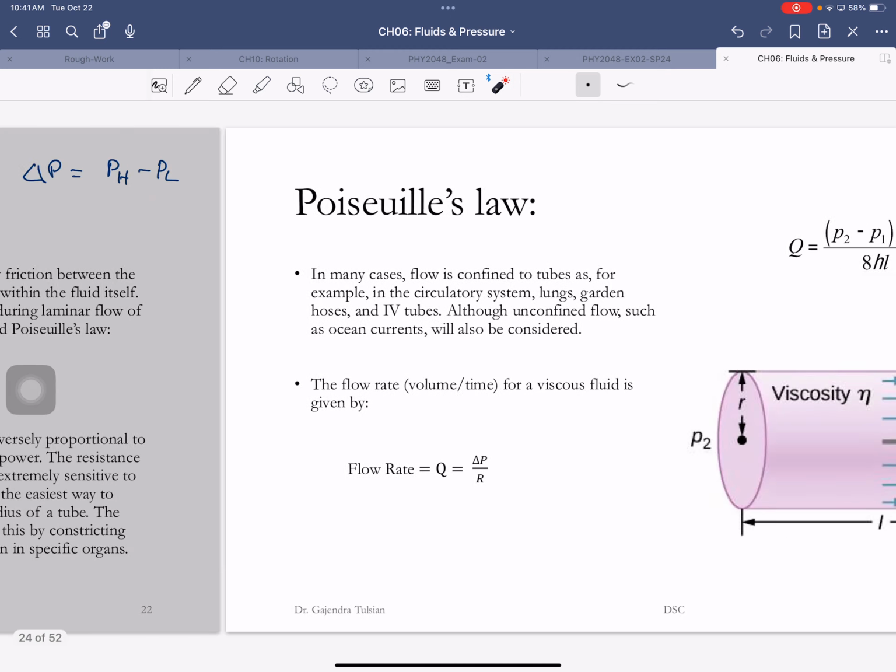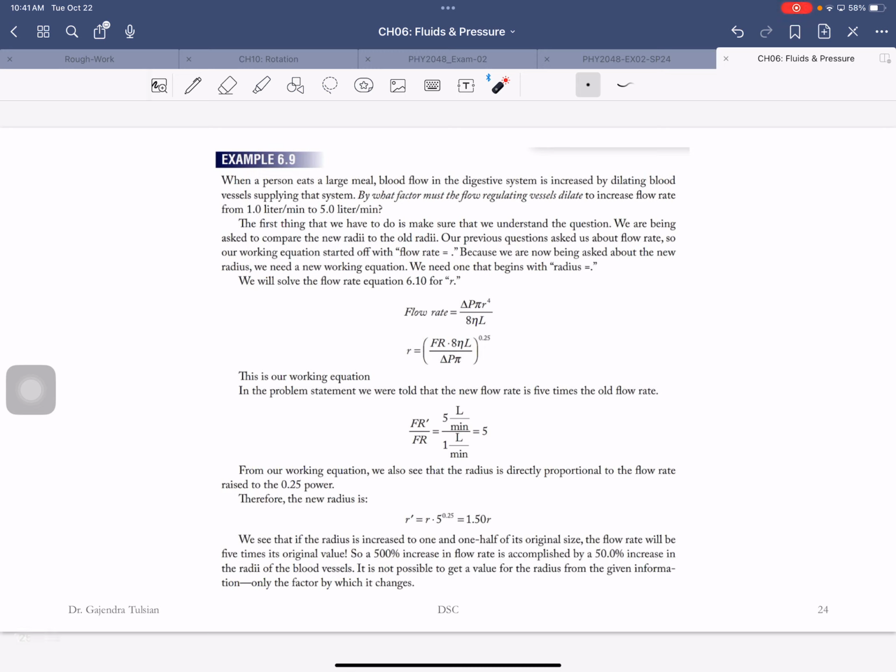So that's what this problem tells you. So you dilate the blood vessel by a factor of 50%. If the blood vessel was 1 inch in diameter, you make it 1.5 inch in diameter. So we see that if the radius is increased to 1.5 of its original size, the flow rate will be 5 times its original value. So that's how you control flow rate in your body.